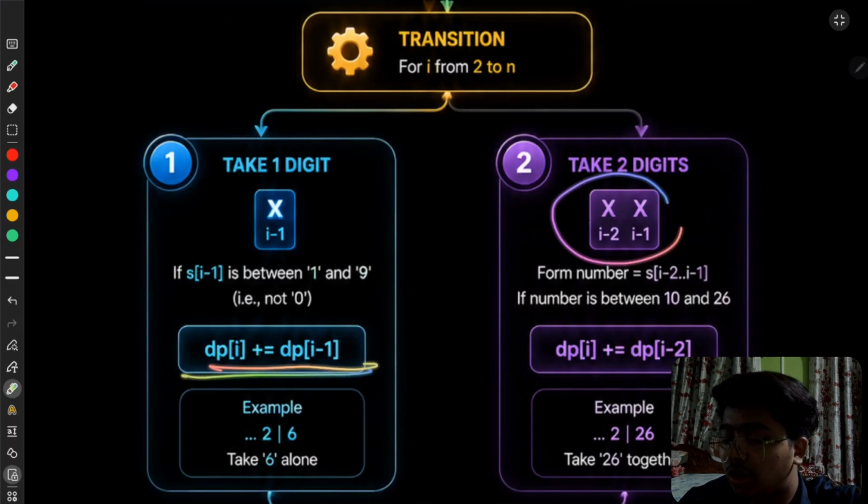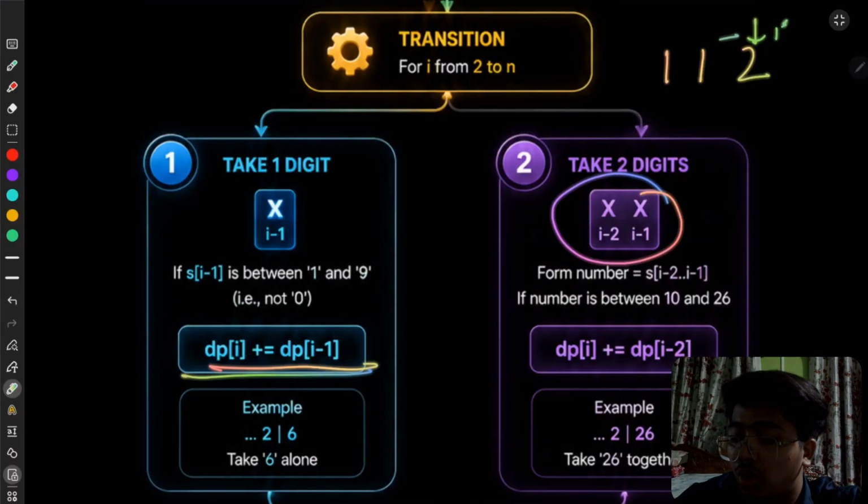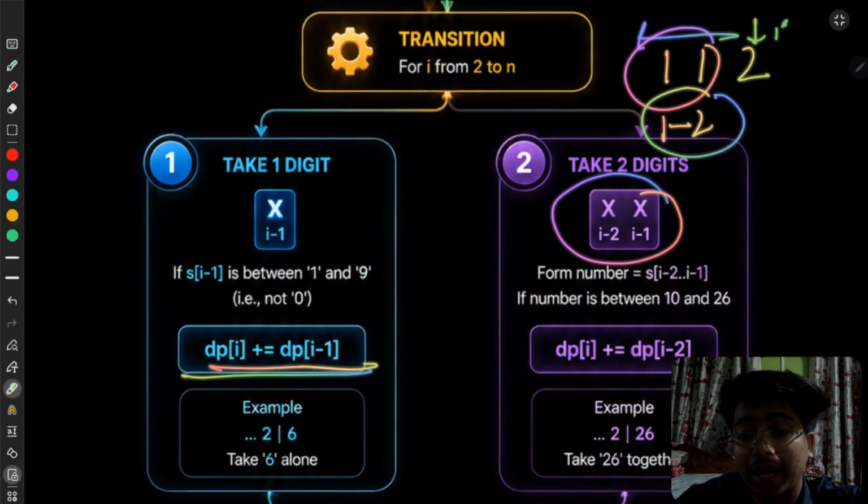Second, when we actually include 2 digits, 1 1 2, we are at this position I, and we want to access up to 2 digits. This is the I minus 2 position. We're moving back up to what position?